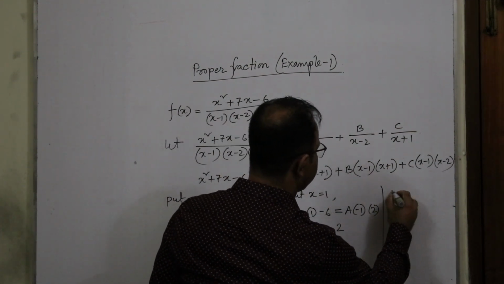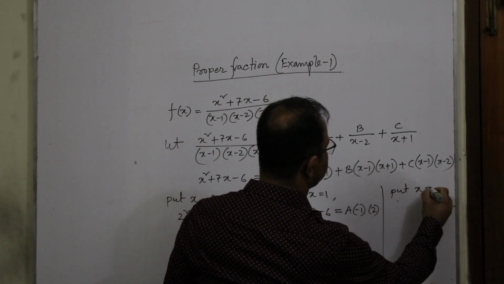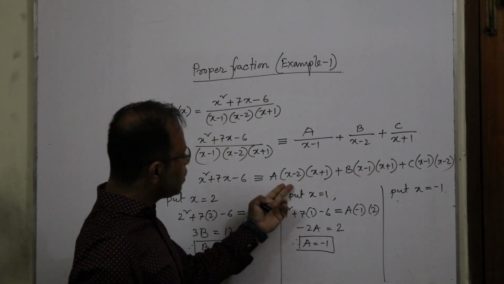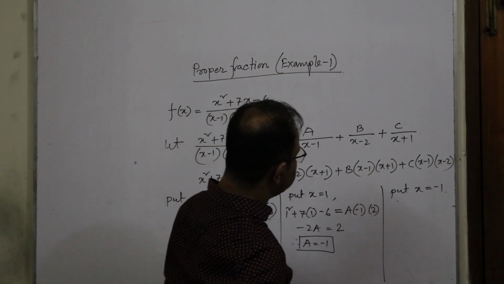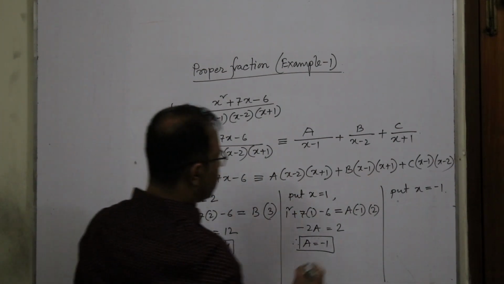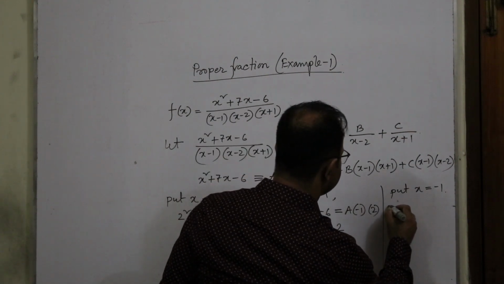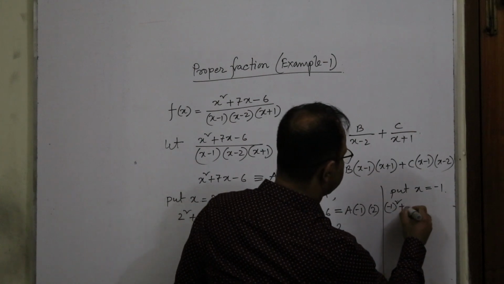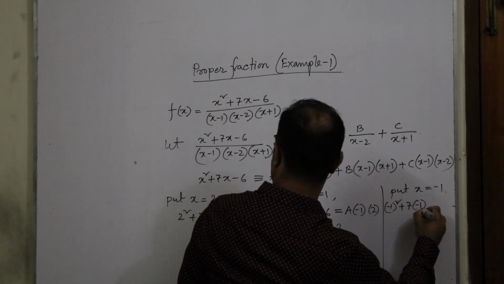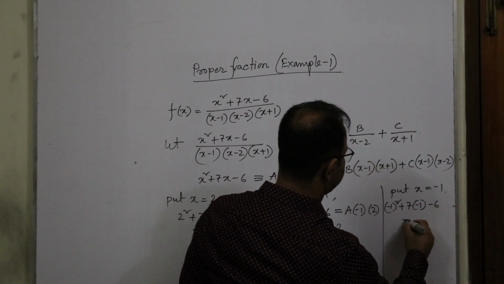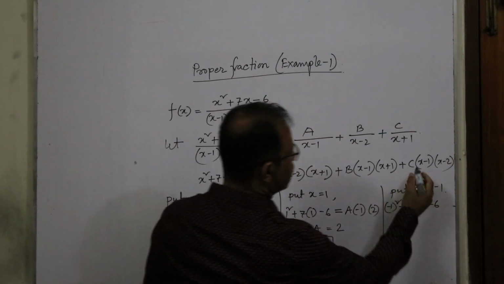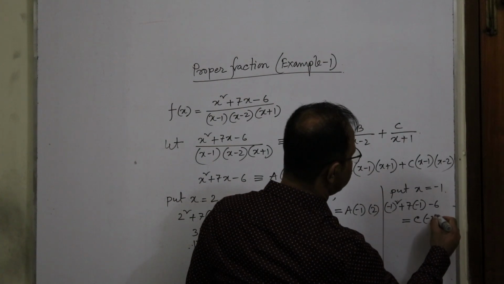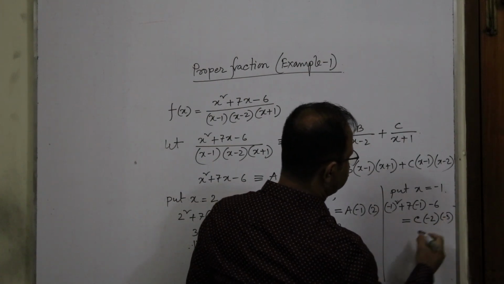Now, put x equals minus 1. If I put x equals minus 1, this expression will be 0 and this expression will be 0. So this one will be (minus 1) squared plus 7 times minus 1 minus 6 equals c times minus 2 times minus 3.